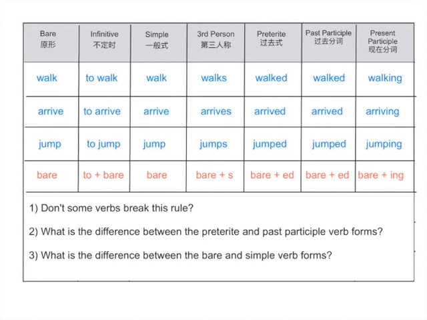So the answer to the first question is that yes, there are verbs that break this rule. The verbs that break this rule are called the irregular verbs. And the verbs that follow the rule, well, those are called the regular verbs. So we have regular verbs and irregular verbs.